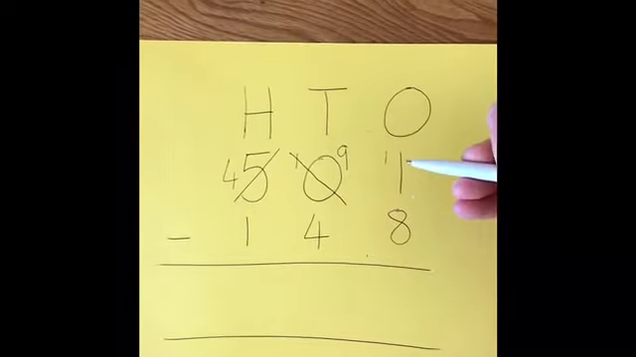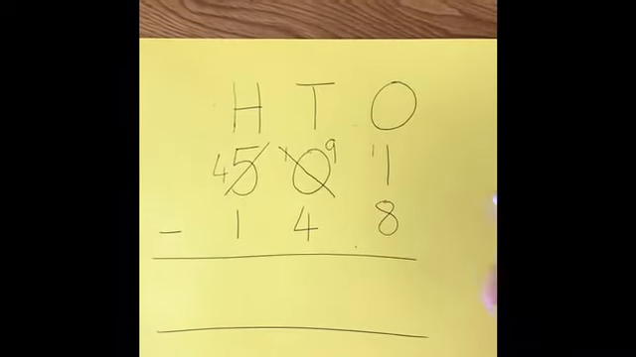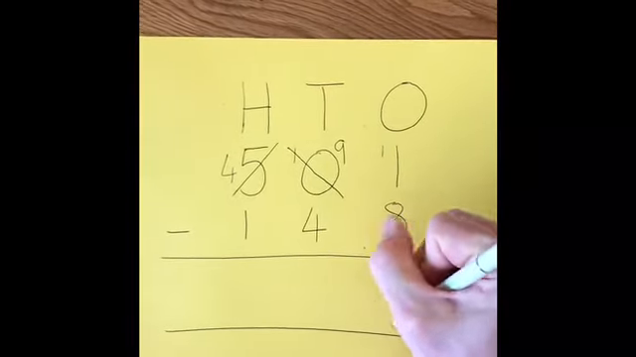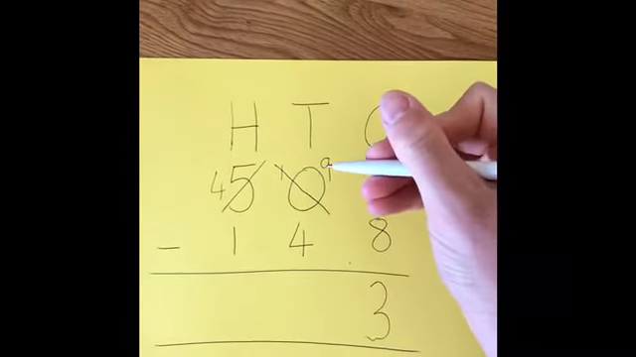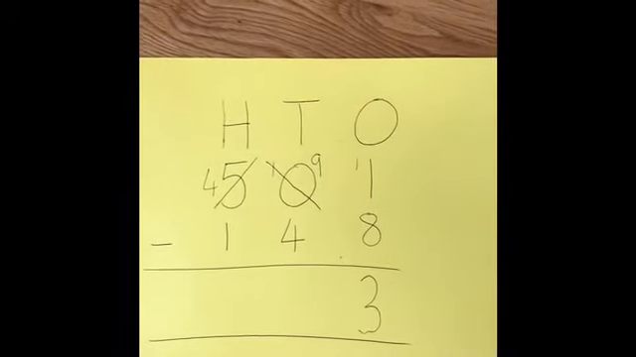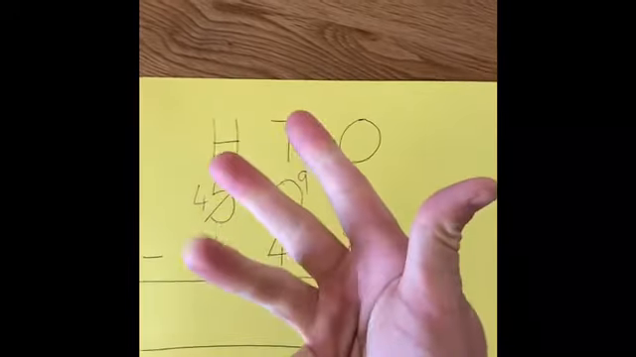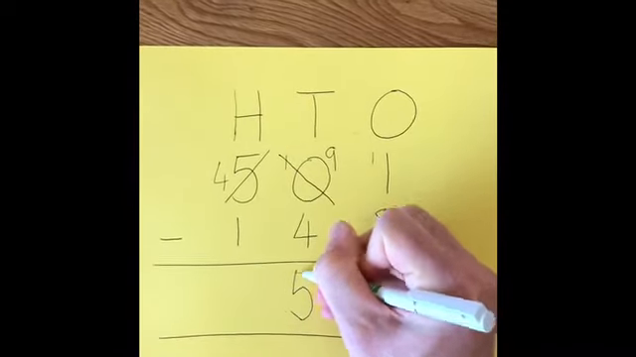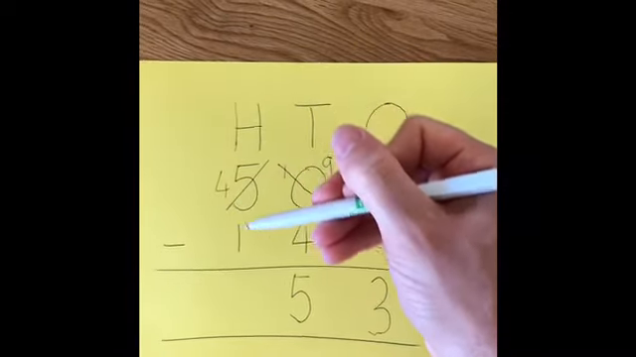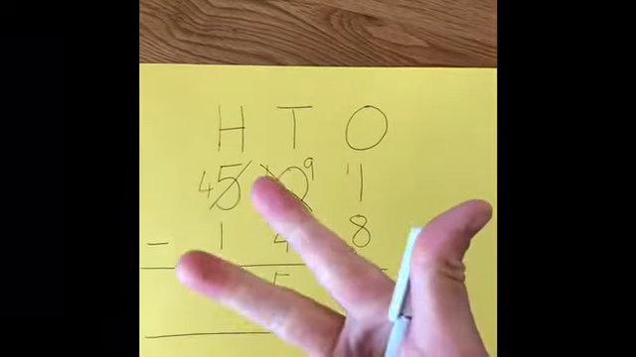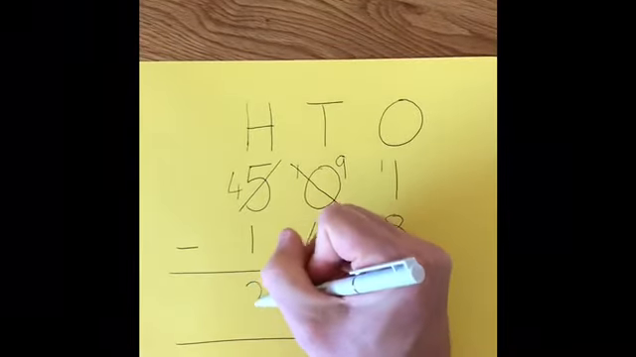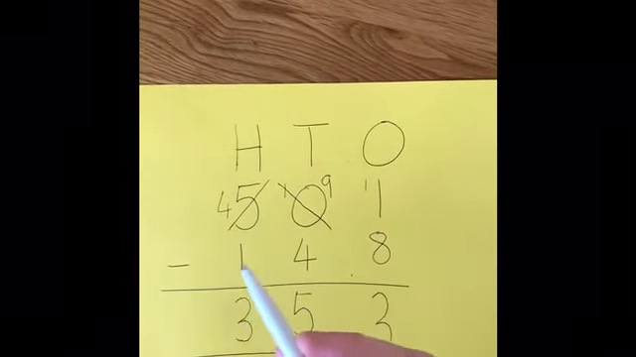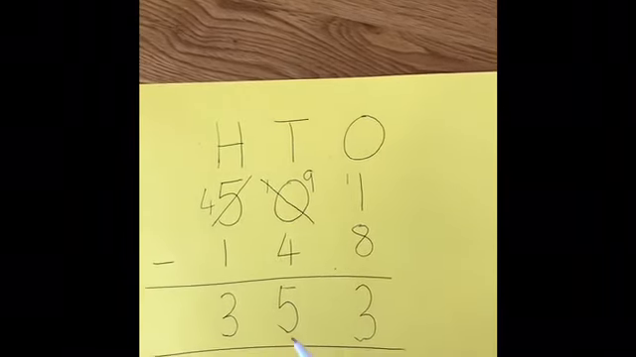Okay, so 11 subtract 8. So 8, 9, 10, 11, that is 3. Okay, 9 subtract 4. So 4, 5, 6, 7, 8, 9, that is 5. And then 4 subtract 1. 1, 2, 3, 4, 3. So 501 subtract 148 equals 353.